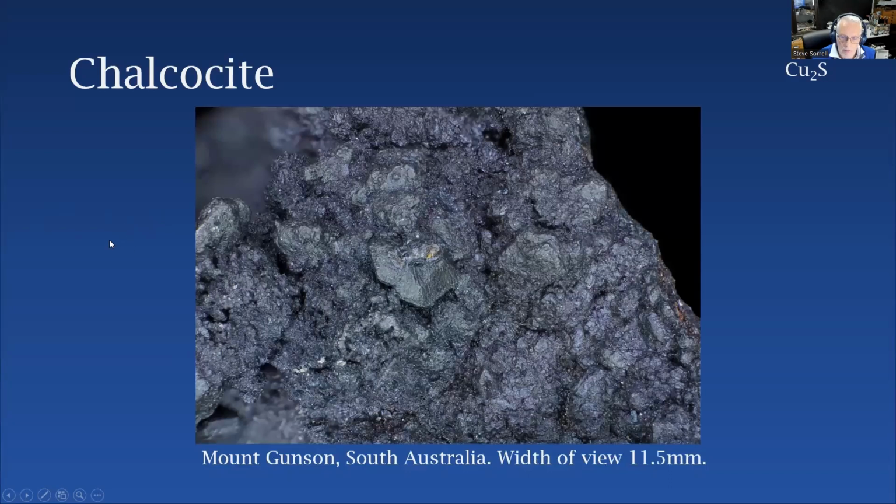At Mount Gunson, it occurs with other sulfides, and one of the problems that you have with the identification of sulfides in Mount Gunson is that you really have to analyze a lot of them. So even this specimen here might have three or four different sulfide minerals present, and you just don't know. But the chalcocite is in the center there.